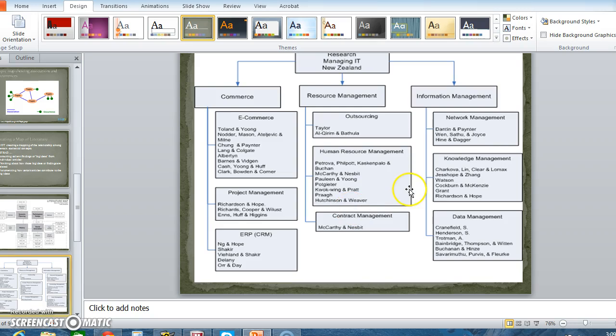Another one is about research and managing IT companies in New Zealand. So here's the larger topic, and then here are the subtopics about managing IT companies. The considerations of IT companies would be commerce, resource management, and information management systems, right? So these are the 3 main subtopics that one is going to be considering about IT, right?